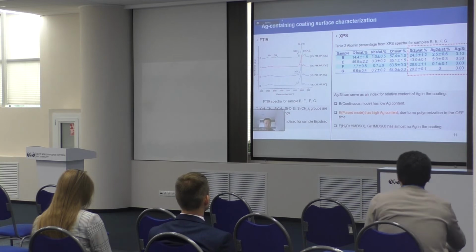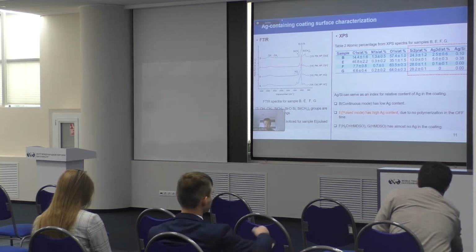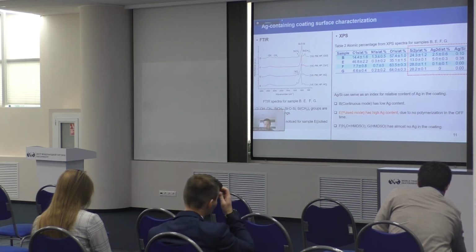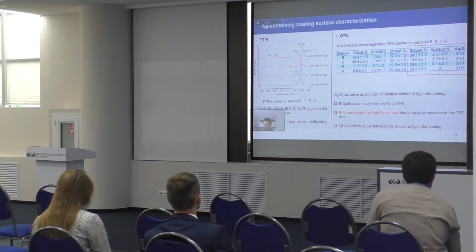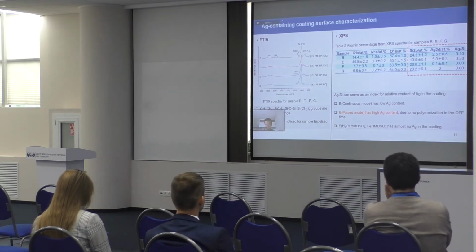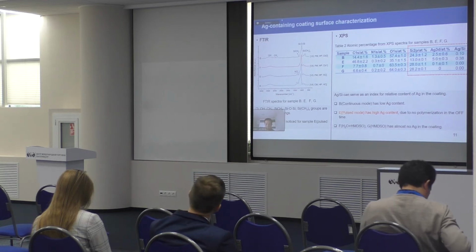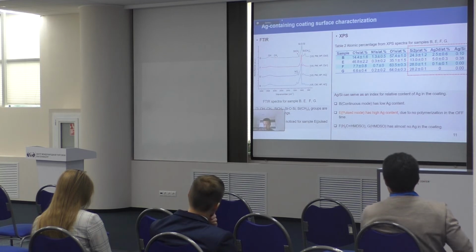XPS gives more information on coating chemistry. In table 2, we can focus on the silicon and silver. The ratio of silver over silicon can serve as an index for the relative content of silver in the coating, as we notice that silicon is rather uniformly distributed on the surface according to the EDX results. In the pulsar mode, sample E shows a higher silver content than sample B in the continuous mode due to no polymerization in the off time. In samples F and G, almost no silver is found in the coating.